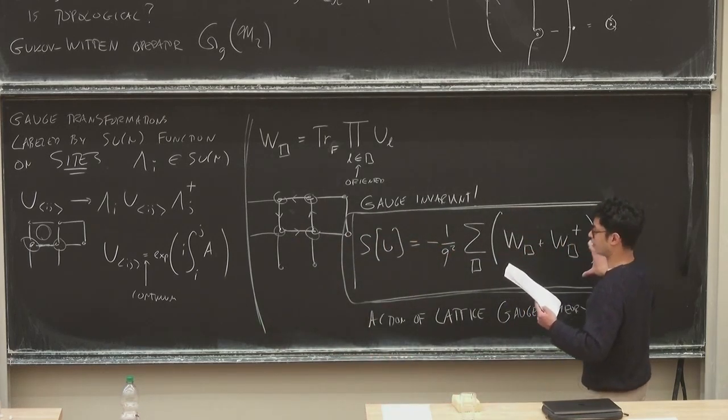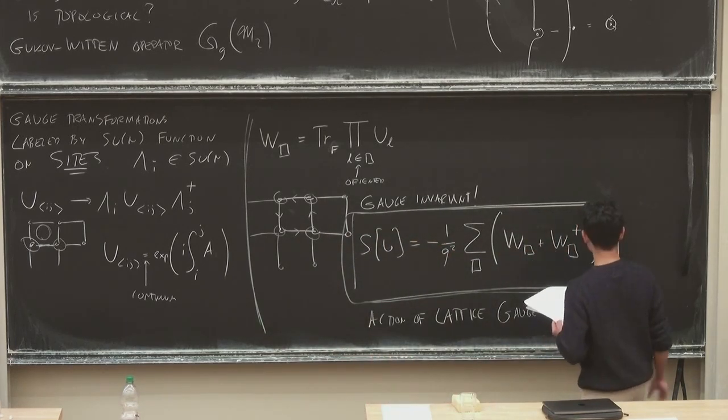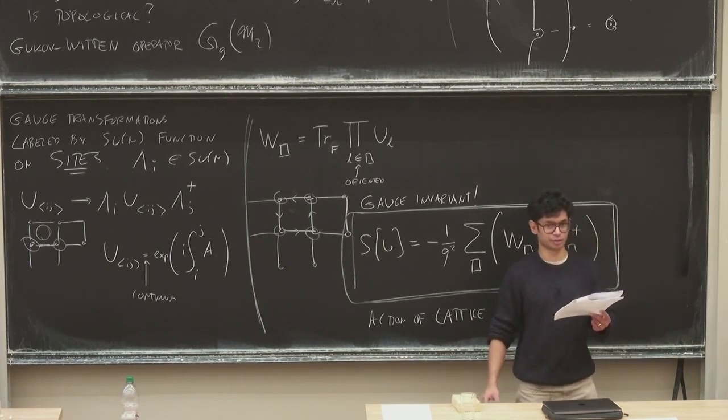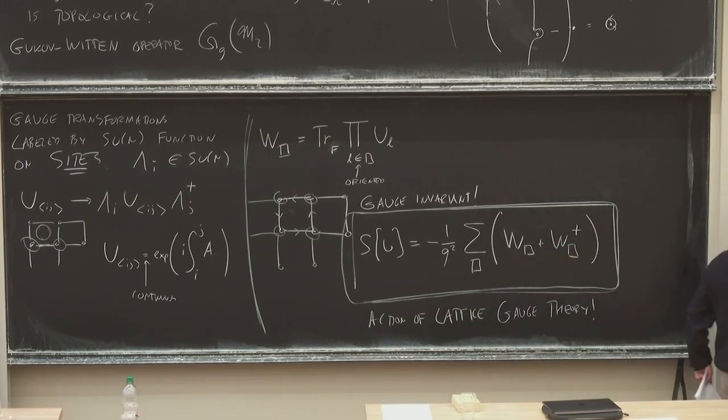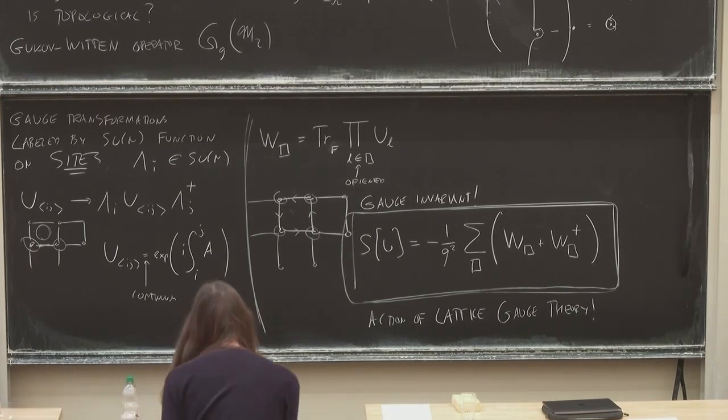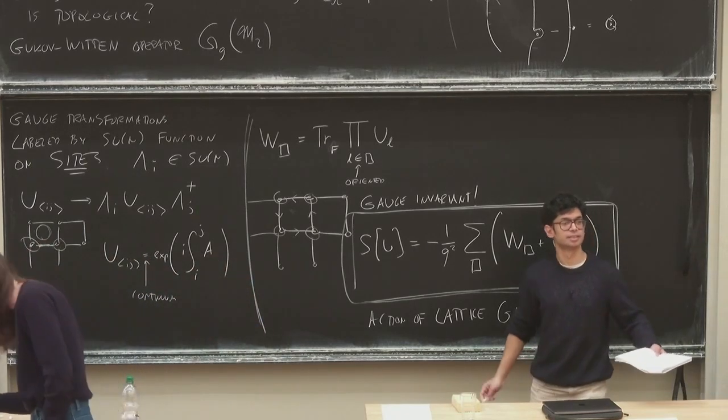So now, this is the action, and to make this complete, I should tell you how to construct the partition function. The partition function is what you get if you path integrate over this action. So what is Z in this theory? Ah, thank you. Yes?